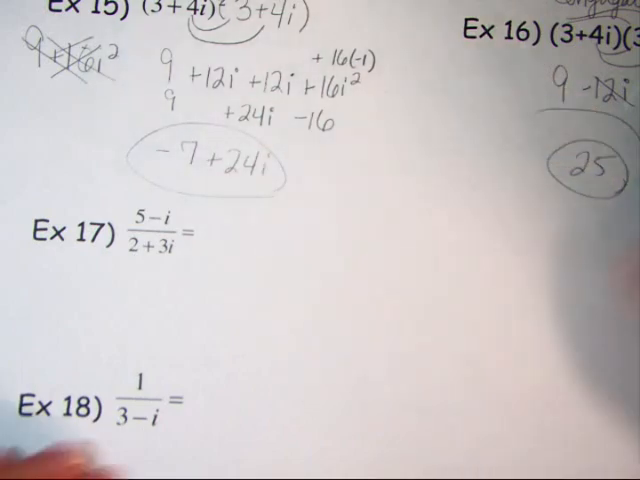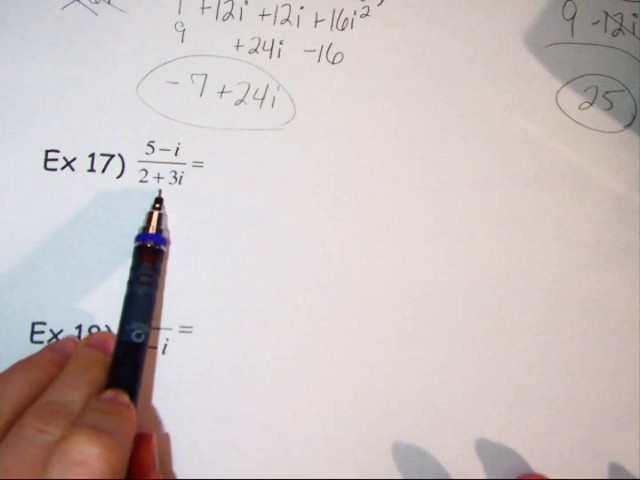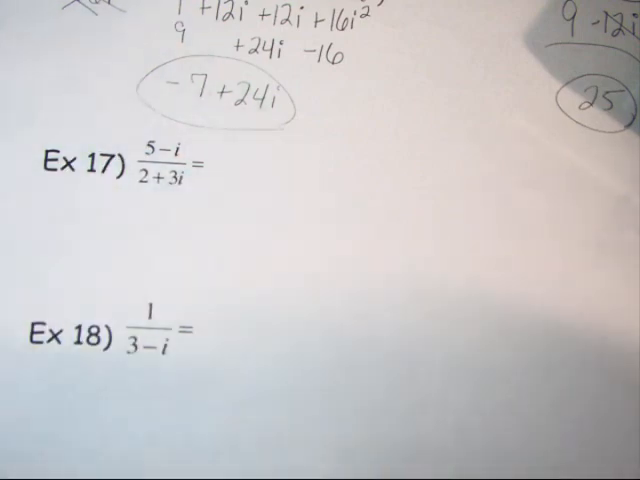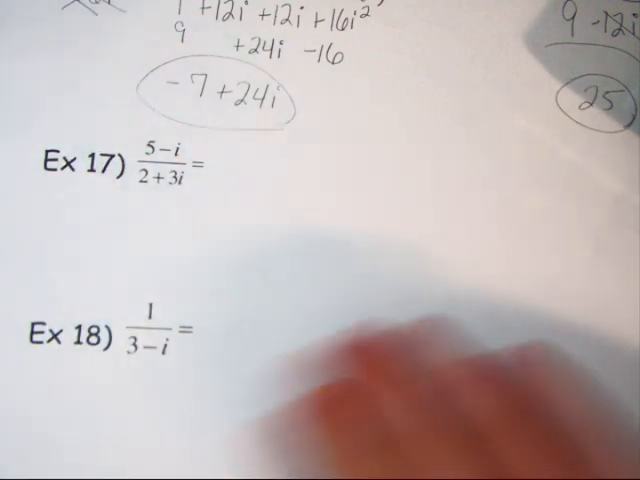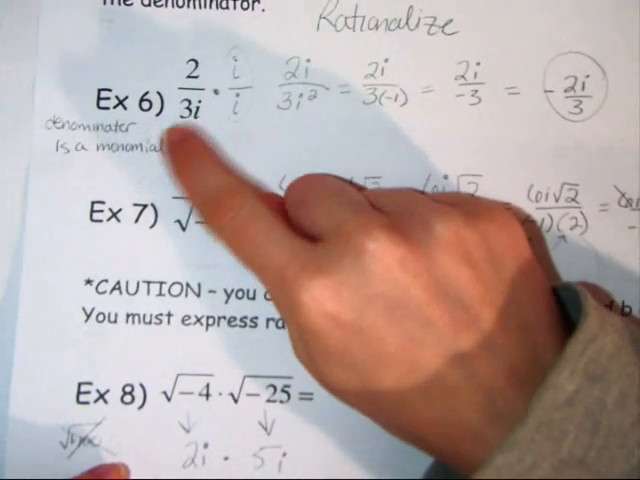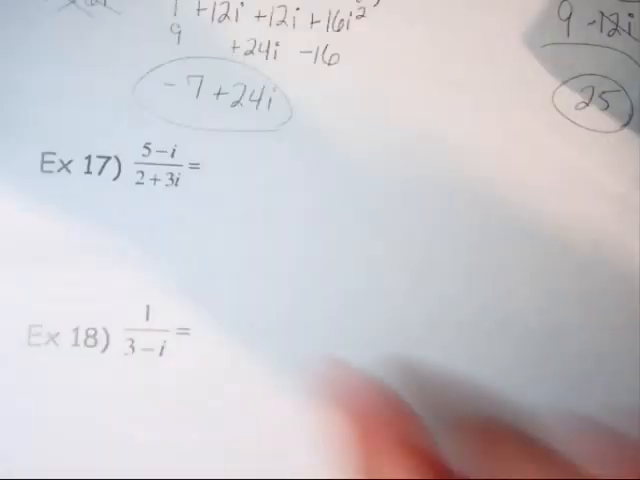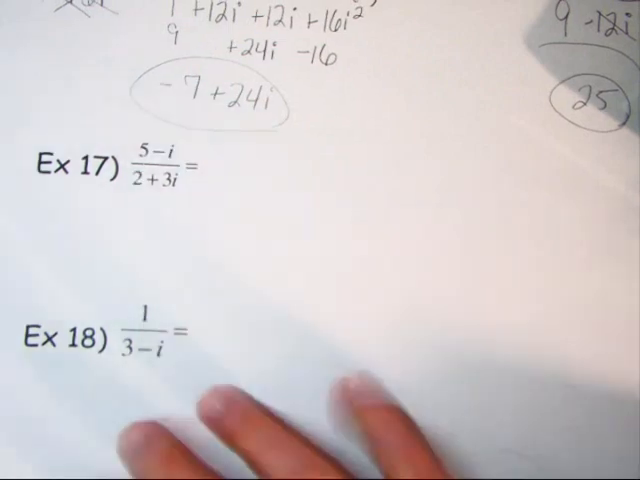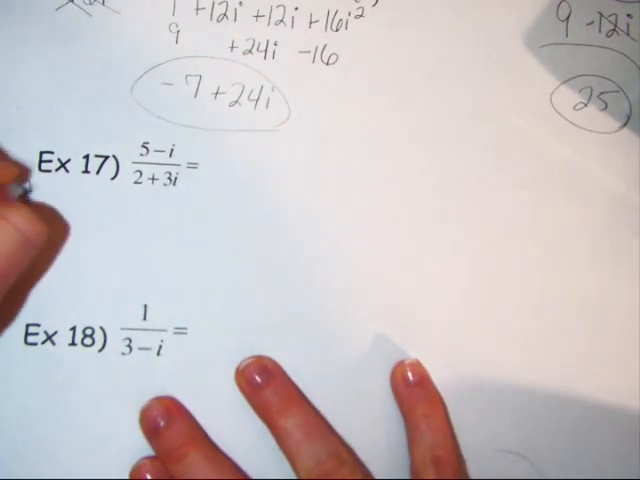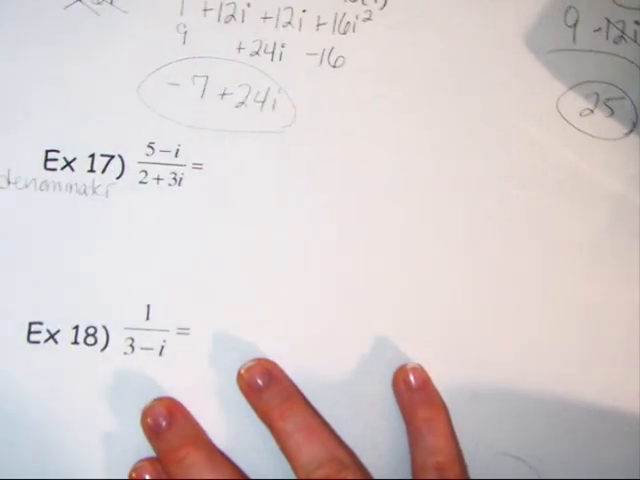I did them in order. It's like I know what I'm doing. Do you guys see the bottom here? Unlike number, let me find the problem. Unlike number 6, I'm going to show you 6. Number 6 had a denominator that had a monomial. Example 17 has a denominator, but this denominator is a binomial.